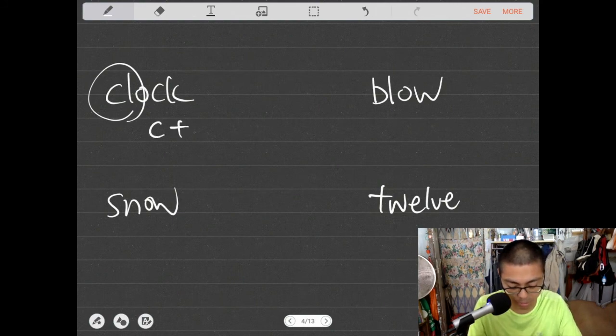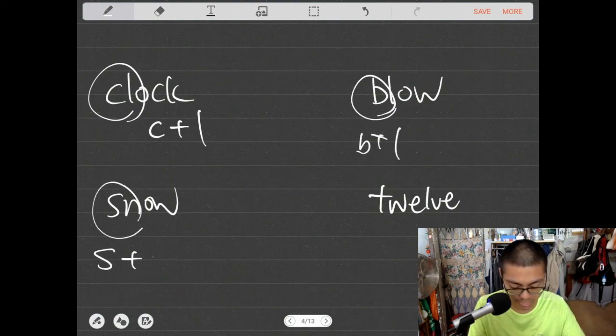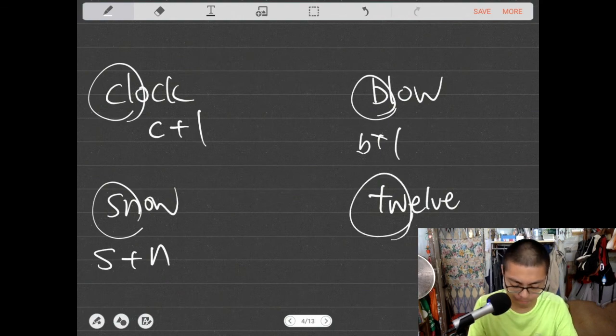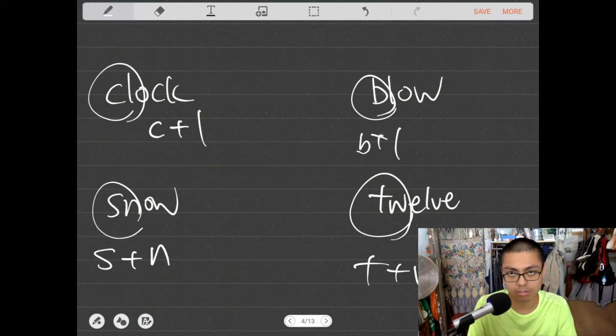We have C plus L, both are consonants. We have blow, again B plus L. Snow, S plus N. And the final one, twelve, T plus W. All of these are examples of consonant cluster.